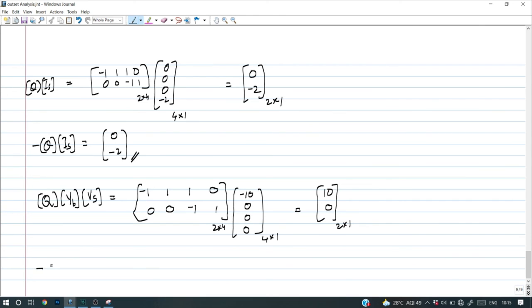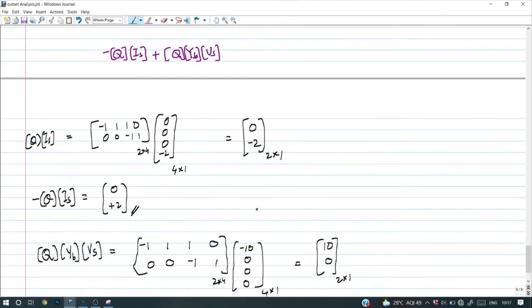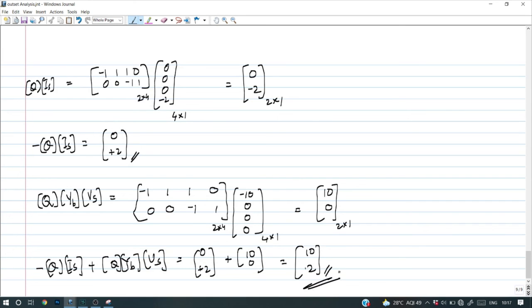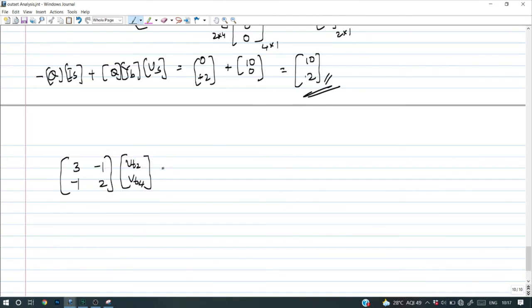Now what is minus QIS plus QYB VS matrix? It is the sum of these two matrices. 0 minus 2. So here one mistake happened. So this is Q into IS. We got 0 minus 2. But when we are multiplying this with minus, this becomes plus 2. So this is 0 plus 2. And plus this matrix 10, 0. So answer is 10, 2. So our equilibrium equation becomes, so this is the right hand side. This is the right hand side equation. So this is left hand side. The network equilibrium equation in matrix form in KCL can be obtained as this one, which is equal to 10, 2.